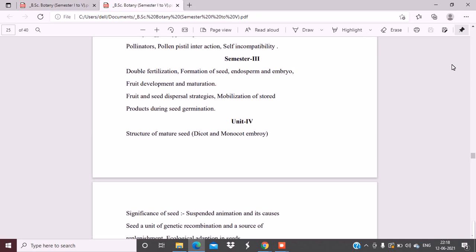Now the third unit is double fertilization, formation of seed, endosperm and embryo, fruit development and maturation, fruit and seed dispersal strategies, mobilization of stored products during seed germination. I would recommend you study all these topics in detail from Pradeep's Biology or the elementary book of biology, Trueman's Biology. You can study from that also. You will get very detailed and elaborative topics in those two books of class 11th and 12th.